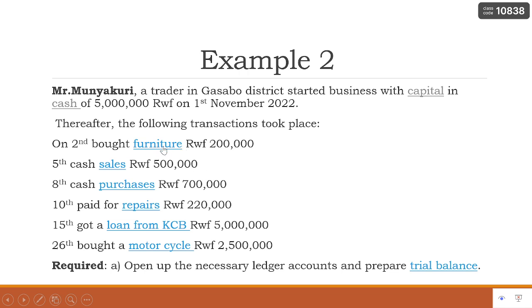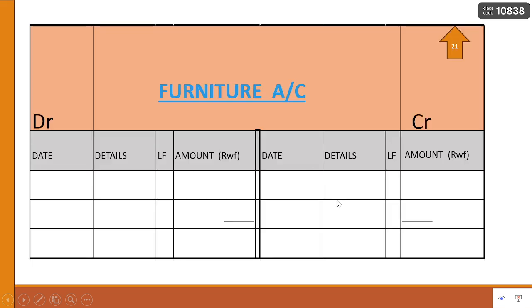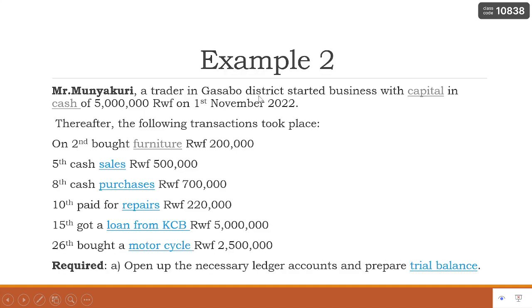The second transaction, on the second, we have the furniture account. What happened on this furniture account? Bought furniture. When you are buying, you pay. So furniture, this is an asset. So bought furniture, you pay cash. So we shall credit the cash account and debit furniture.